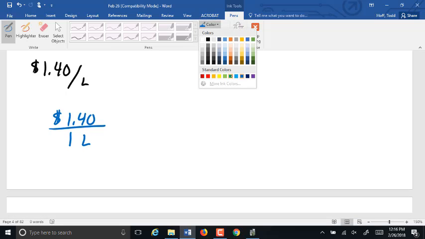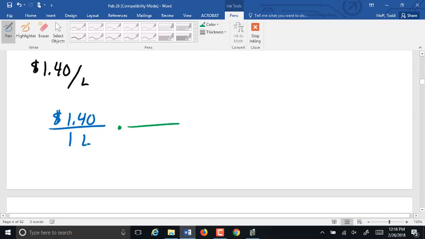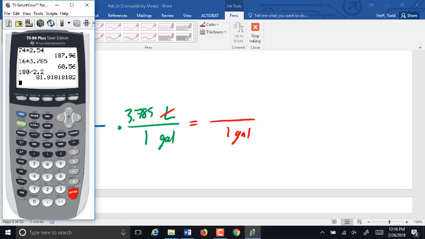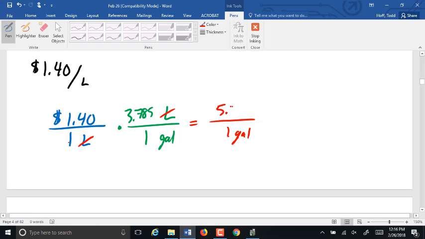And now we can use a conversion factor. We want to get rid of liters and convert that to gallons. Now, in this case, liters are on bottom, so we're going to put them on top so they cancel out. Gallons will go down on bottom. So 1 gallon is 3.785 liters. And now the liters cancel out, and we just multiply. On bottom, we have 1 times 1 gallon, which is just 1 gallon. On top, we have $1.40 times 3.785, which is $5.30 if we round to the nearest penny. So that's $5.30 over a gallon, or $5.30 per gallon.